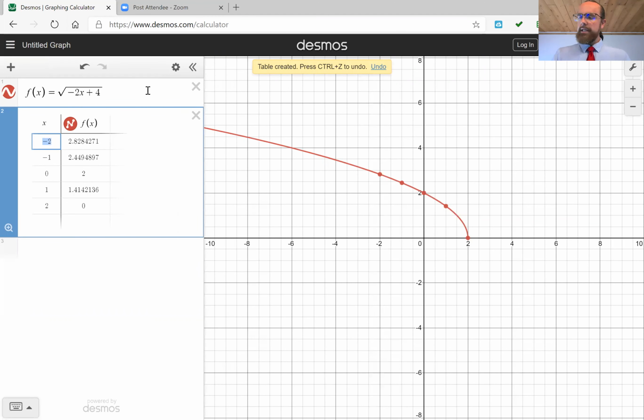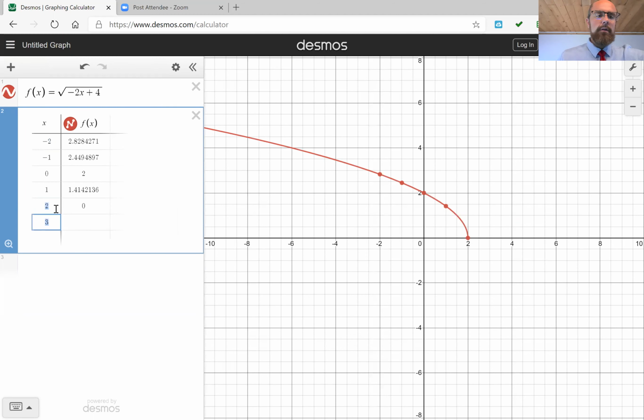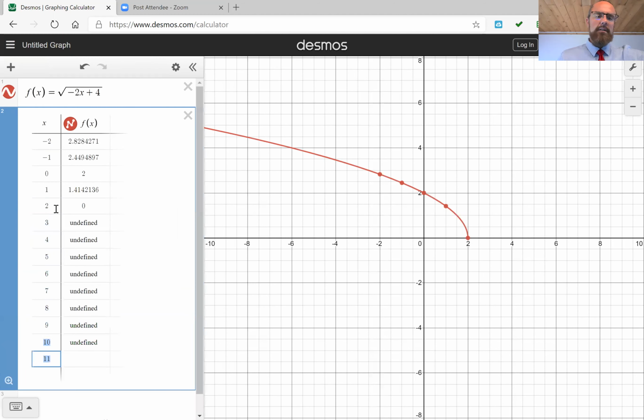So what I'm going to write down is the square root of 8 has about the value of 2.828. The square root of 6 has the value approximately 2.449. And then the square root of 2 has an approximate value of 1.414. I do want to see what Desmos says about the output at 3. It does say undefined. And if I keep going, lots of undefined terms there. So that's everything to the right of 2.